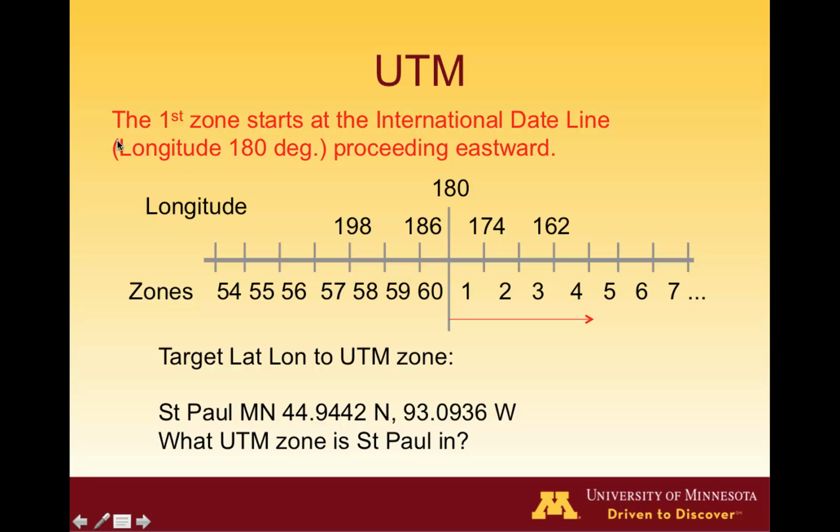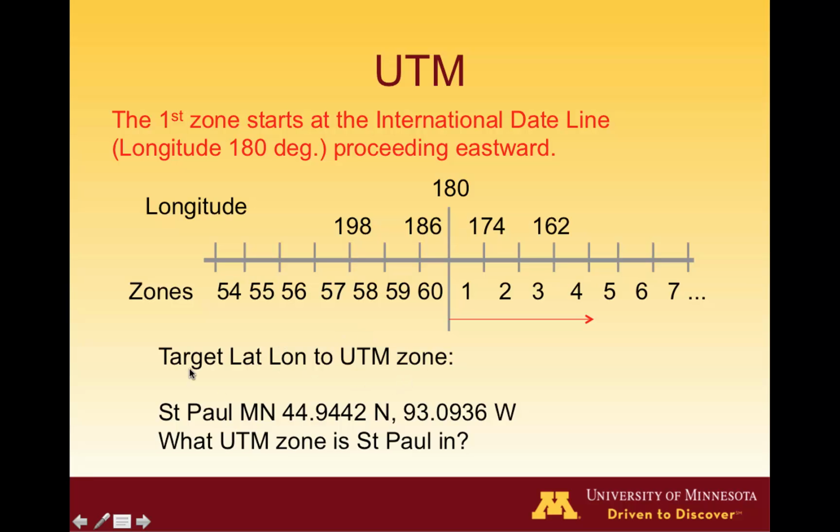And the first zone starts at this line, proceeding eastward, which is towards the right, that is the direction east. So you see, this is the 180 degree longitude line, and the first zone is on its right, which is also on its eastward. This is zone 1, 2, 3, 4, and go on. And then you have this circle and come back to 54, 55, 56 till zone 60.